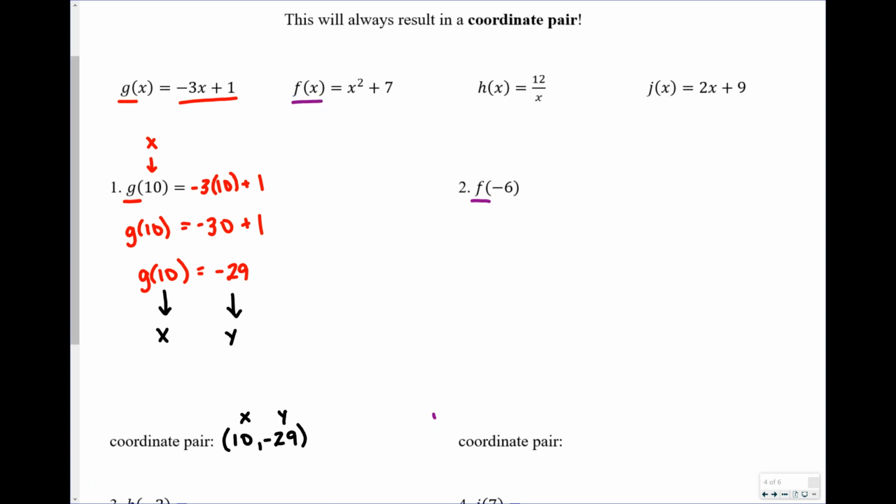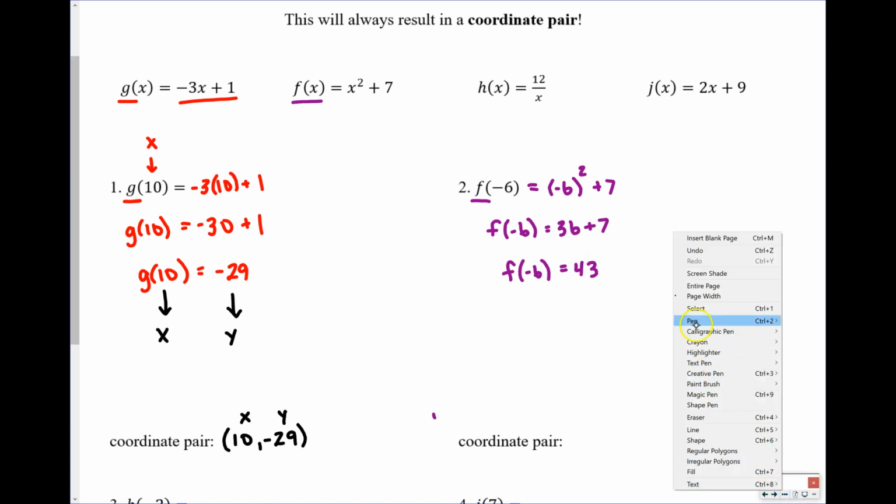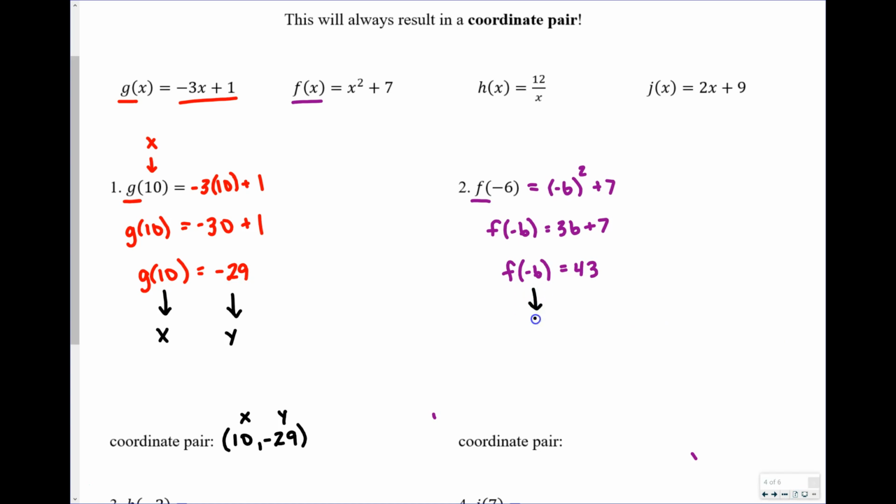So I have an f of -6, so that goes with my f equation. So now instead of using the -3x plus 1, I'm actually going to use this x squared plus 7. I'm always going to use parentheses here before I plug in, especially because I'm plugging in a -6. When I start to simplify, I get -6 squared is a +36. So that means that f of -6 is going to give me a 43. So now I know that -6 is my x value, 43 is my y value, so the coordinate pair for this function is -6, 43.